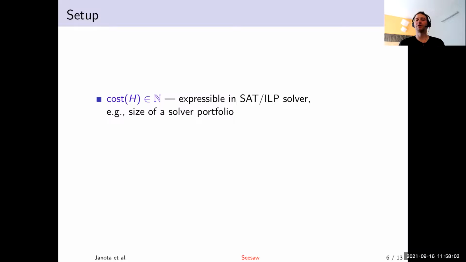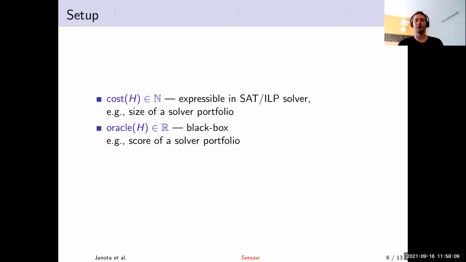And the cost is the size of the portfolio. Okay, and we have one more function, which we call the oracle. So instead of a predicate, we have a function that just returns some value, and that is completely black box. So we don't know anything about it. And it gives us, in the example of a portfolio of solvers, some sort of score. So let's say the average time or the total solving time of the portfolio of solvers.